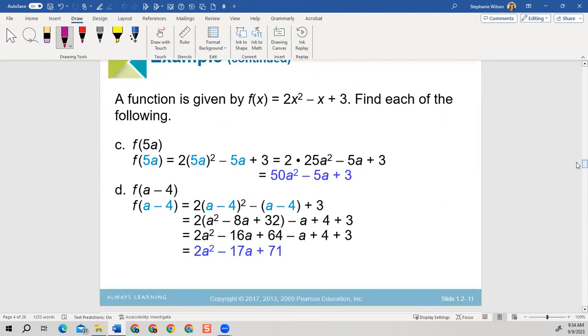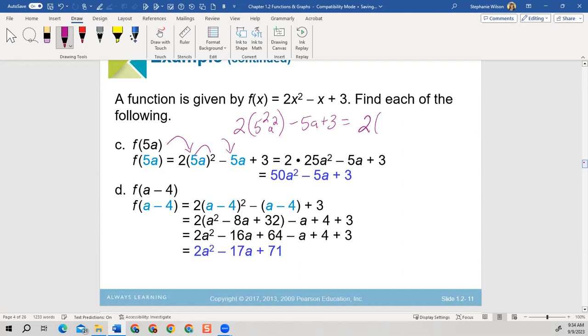All right. They said, oh, now what if my x is f of a? So everywhere I see x, I plug in the f of a. So now I have 2 times, well, I have to square this 5a. So I'm going to distribute that square to everything inside there because 5 and a can't be put together. We don't know the value of a. Minus the 5a plus 3.